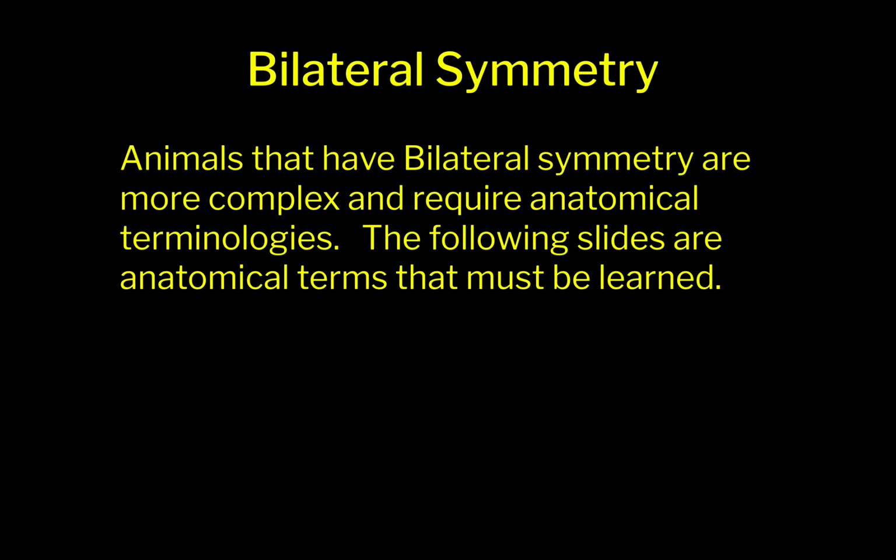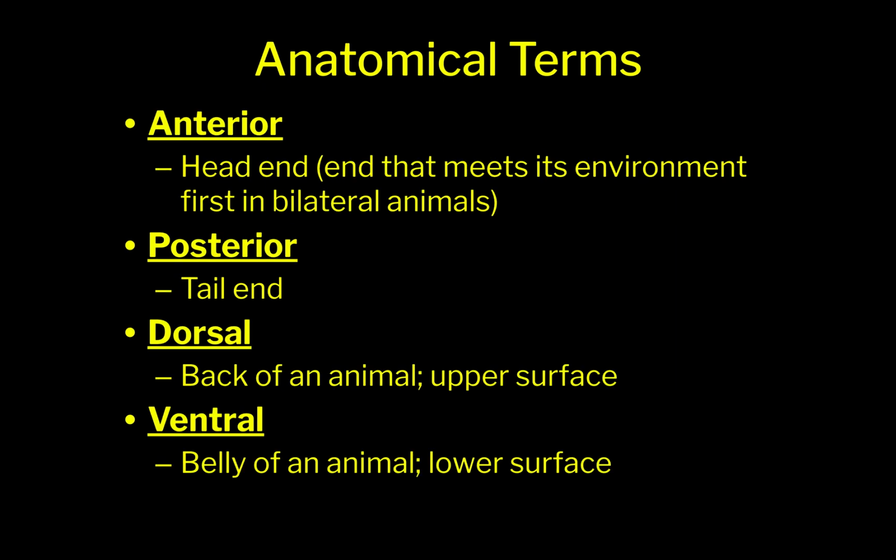Here's what I need you to get down in your notes. I would label them as anatomical terms for bilateral symmetry animals. The first four are the following. Anterior and posterior are the opposites of each other. And dorsal and ventral are the opposites of each other. And I'm going to show you a picture of these in just a second.